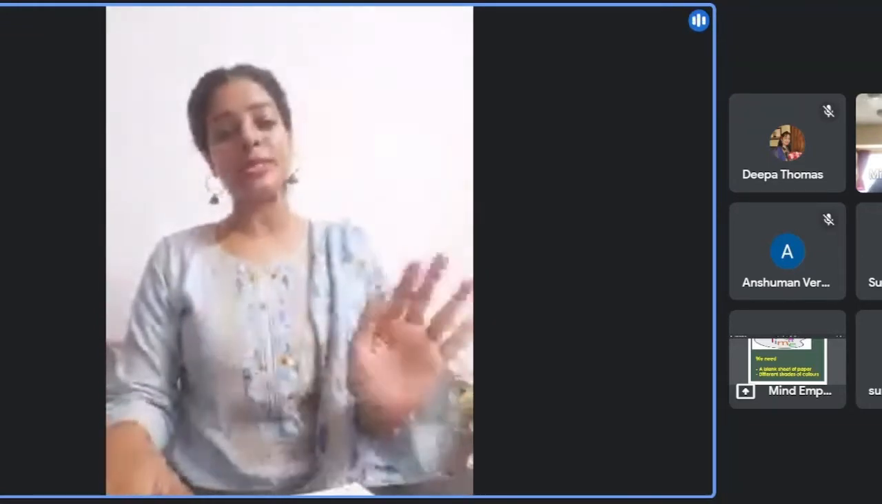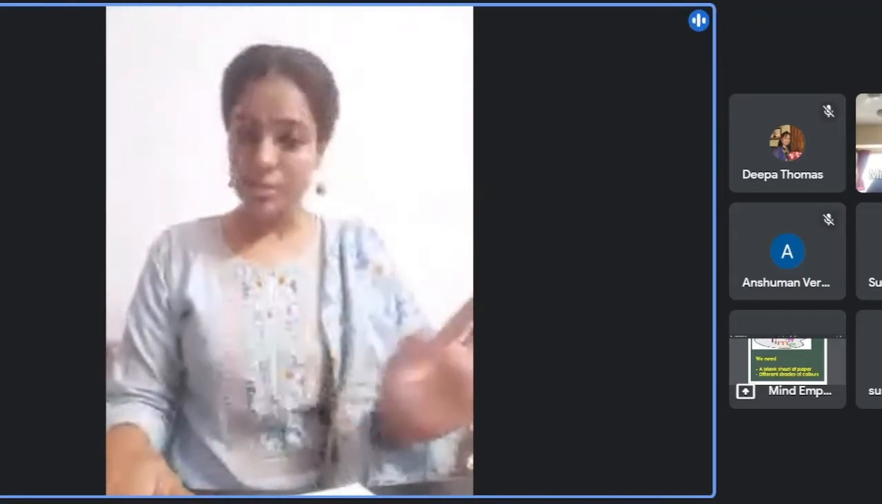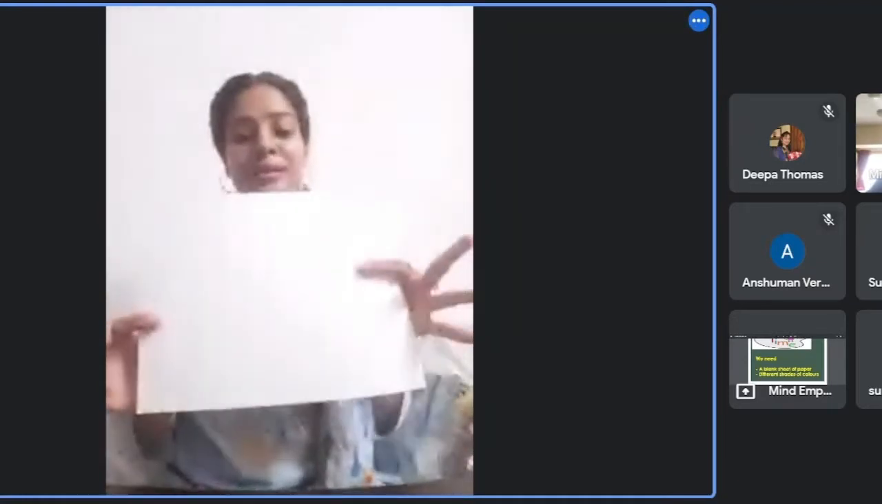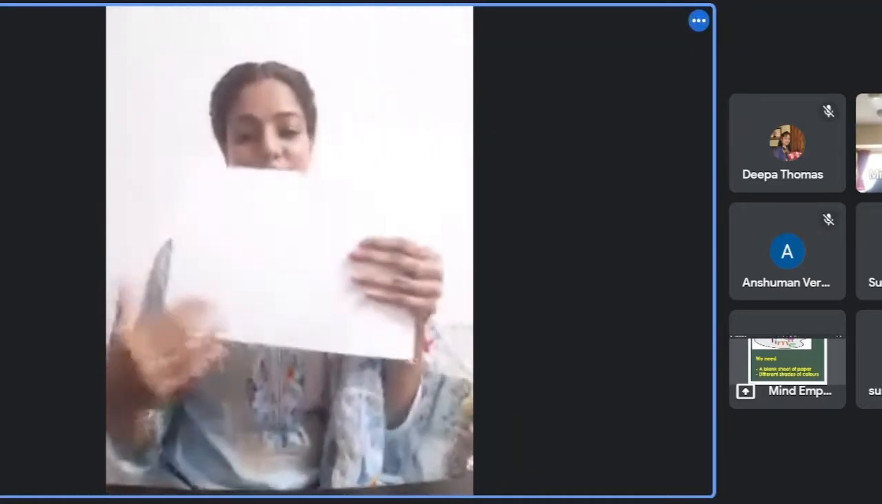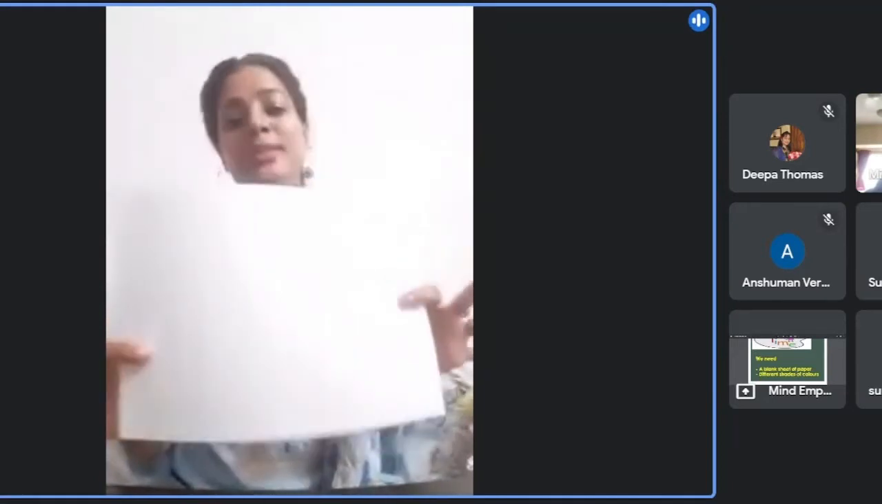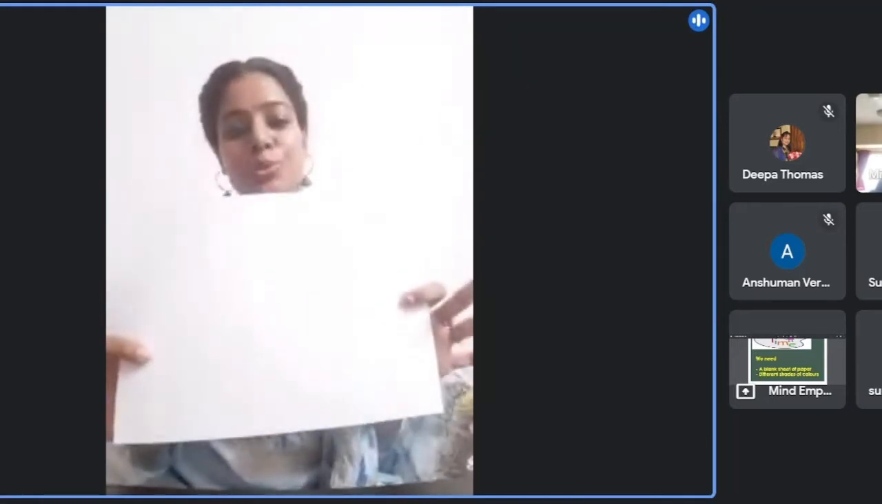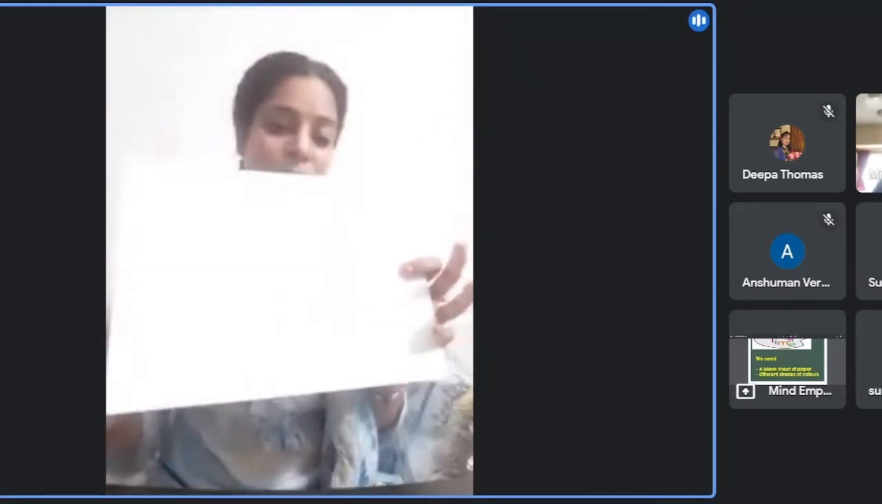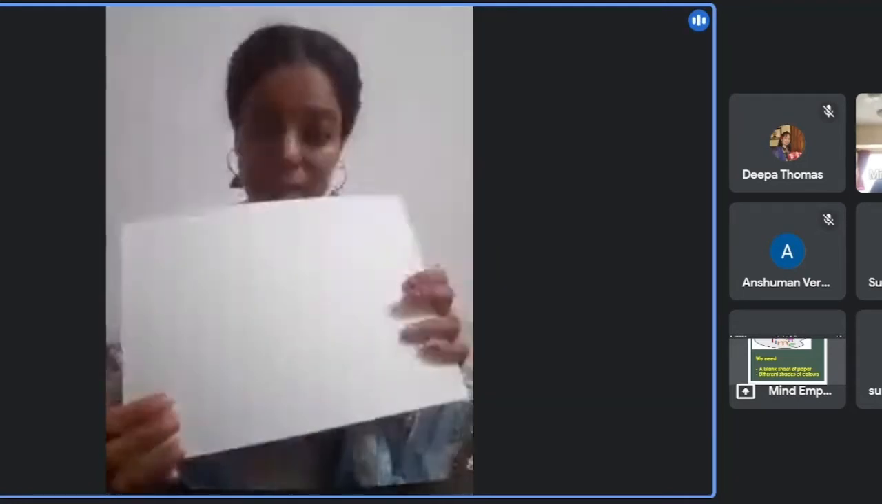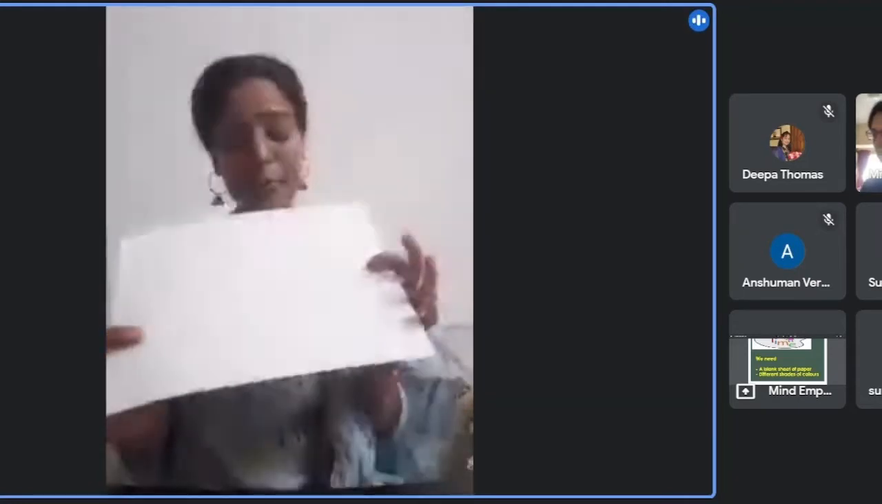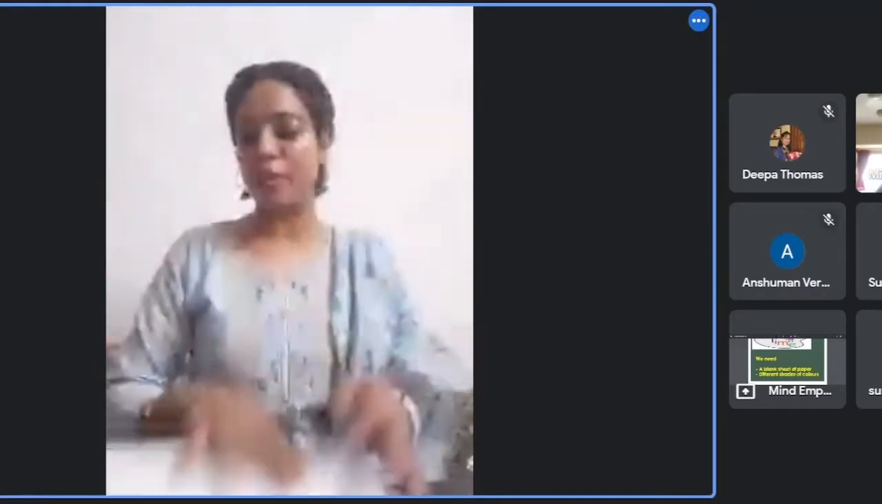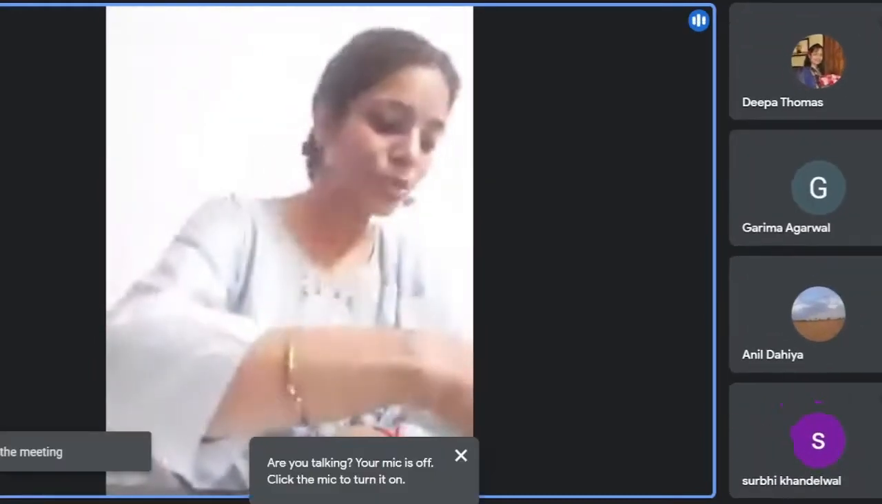There are no restrictions on the colors. Whichever color you want to use, you may use. You just have to fill the colors in the sheet and turn this white sheet into a different color. You can use multiple colors as well, or a single color, but you have to color the whole sheet of paper. All right, so we'll start.